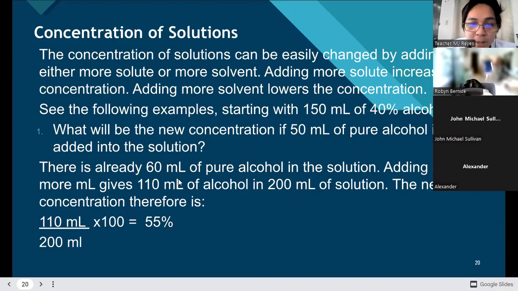So we have 60 ml pure alcohol. And the question here, what would be the concentration if we add another 50 ml? So 60 plus 50 ml pure alcohol, the result here is 110 ml of pure alcohol in a 200 ml solution. So there's 90 ml water.